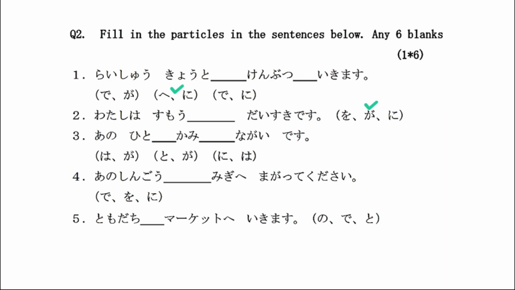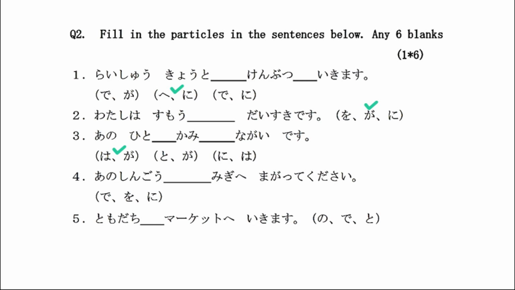The first option has the particle wa and ga. The second option has the particle to and ga. And the third option has the particle ni and wa. The correct option here will be the first option, which has the particle wa and ga. And the sentence will become Anohito wa kami ga nagai desu.